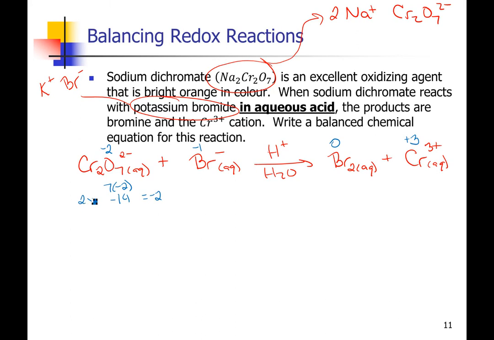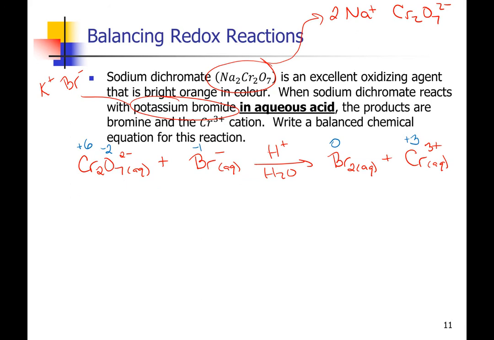And that means we're going to need the 2 chromium atoms to have the same oxidation state, which I'm just reporting here as X. And in order to make this equation work out, for 2x minus 14 to be equal to -2, X has to be equal to +6. So the chromium atom is going to have an oxidation state of +6.